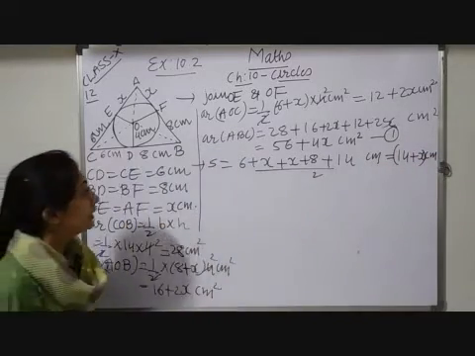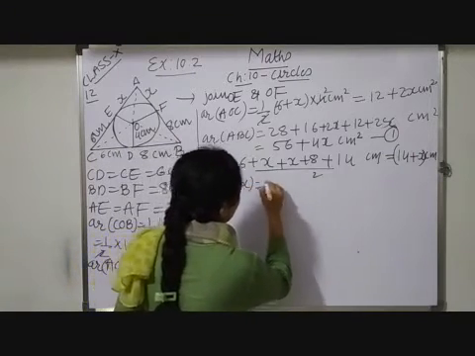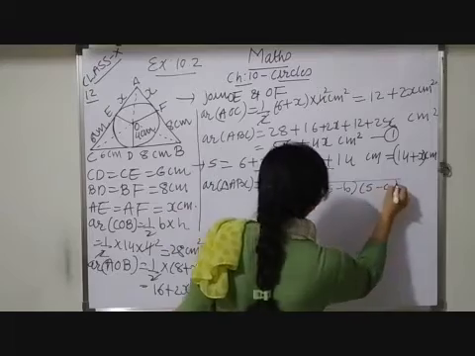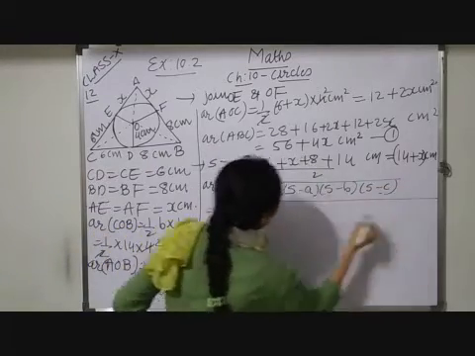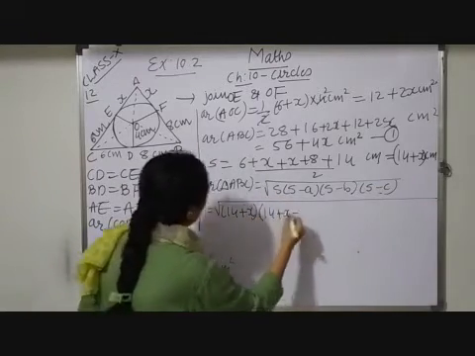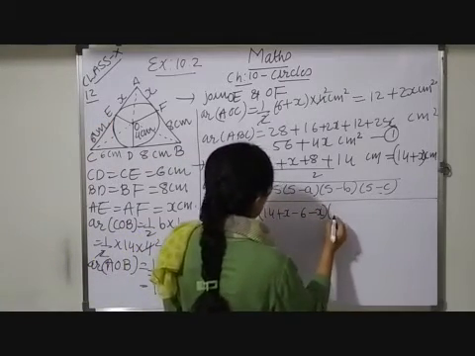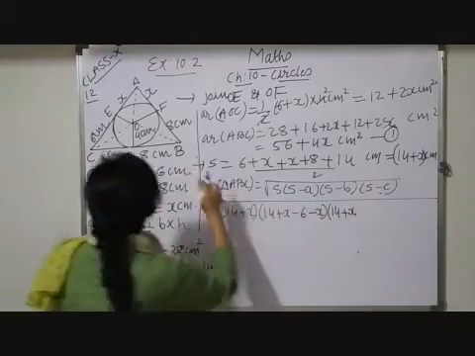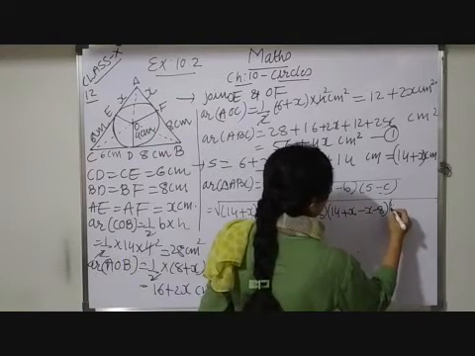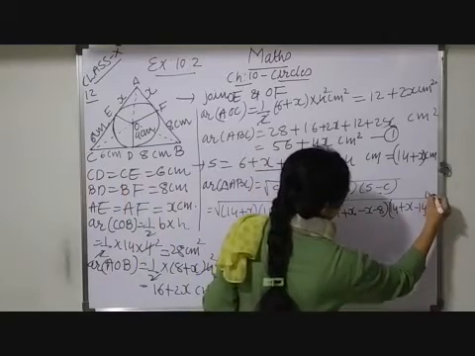This is your semi-perimeter. Now, the area of triangle ABC as per Heron's formula will be the square root of S into S minus A, into S minus B, into S minus C. So, under root, S is 14 plus x. Again, S is 14 plus x, minus A, which is 6 plus x. So, minus 6 minus x, into, again S, 14 plus x, minus B, minus x minus 8. Again S, 14 plus x, and C is 8 plus 6, that is 14, centimeter square.